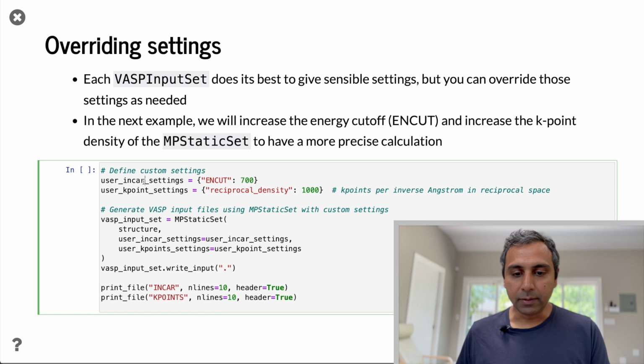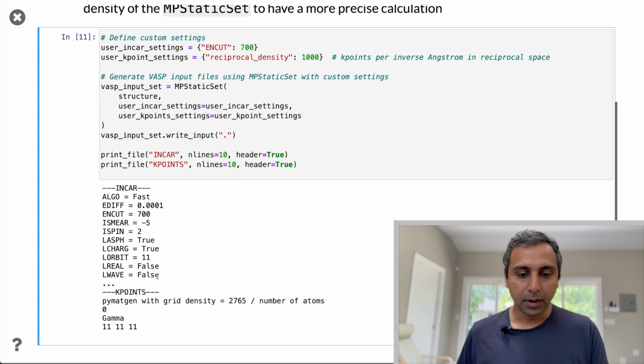Okay, so if we want to override these 2 different parameters, we can again instantiate the MP static set, but now with the user INCAR settings set to our INCAR settings and the user K-point settings set to our user K-point settings. And pymatgen will make sure to use your user settings if you've submitted them. So here we can see that our energy cutoff is now 700 because we've said it should be 700.